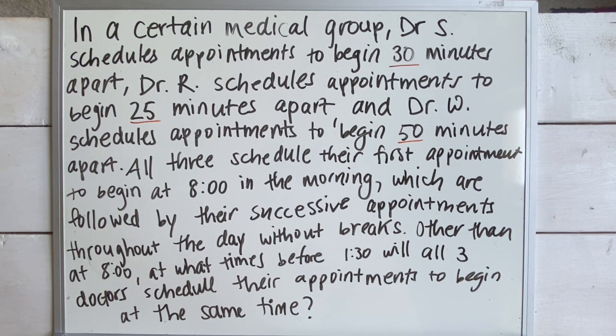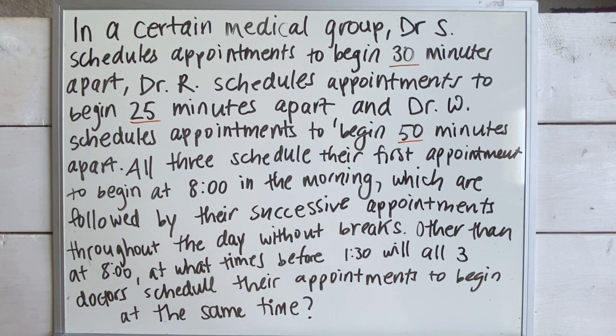So every certain number of minutes, that least common multiple amount, they're going to have appointments that start at the same time. And we're going to figure out what that is and how often they're going to have appointments that overlap or begin at the same time and before 1:30 that day. Anytime you see a question like this, where there are 2 or 3 different times that things begin, it's really a least common multiple question on the GRE. So let's take a look at actually solving this.